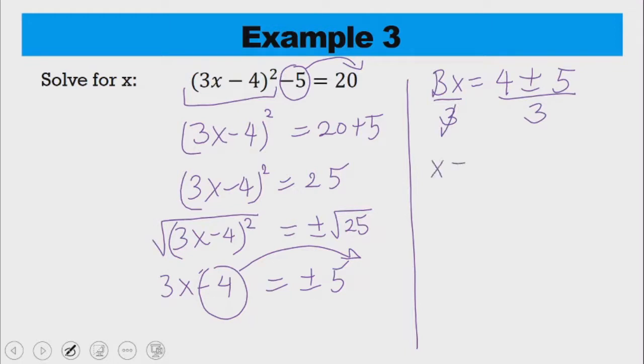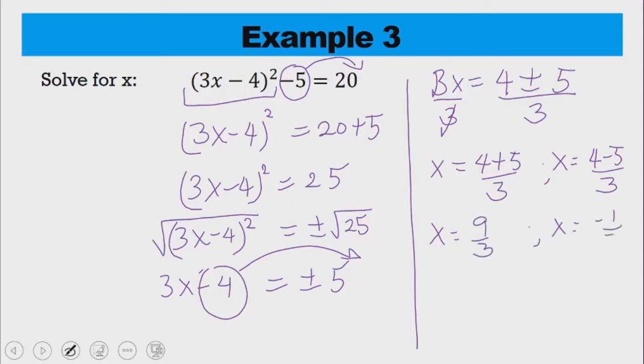Okay. So x will be equal to (4 + 5) divided by 3, or x equals (4 - 5) divided by 3. So in this case, x is going to be 9 divided by 3, which is equal to 3, or x equals negative 1/3. So x will be equal to 3 or negative 1/3. So that is our solution in this case.